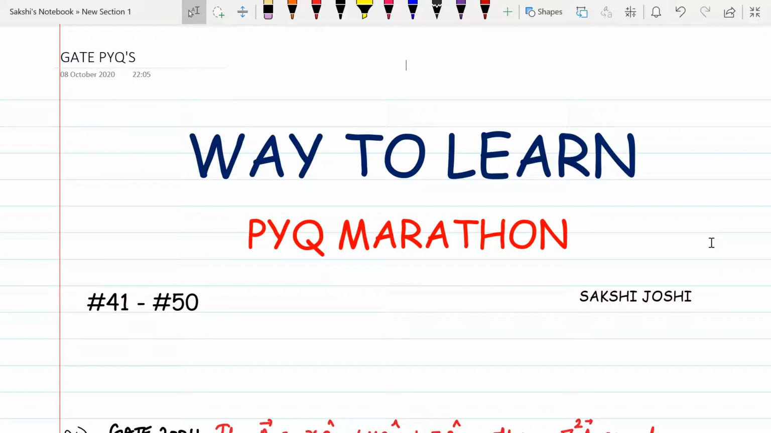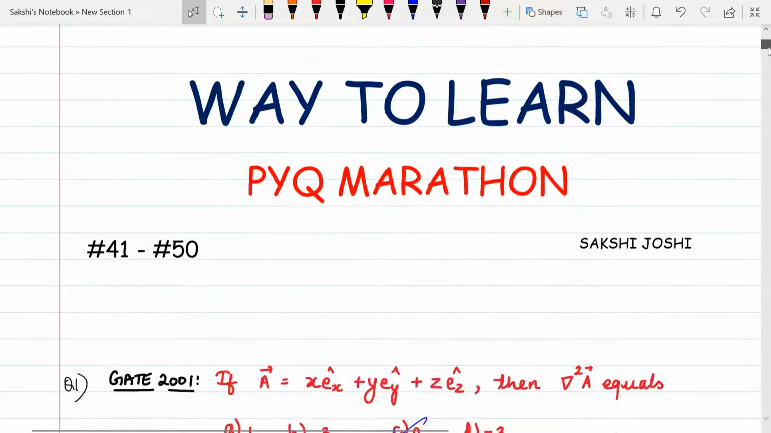So we are going to solve PYQs from GATE exam, and that too from mathematical physics, and this is my part 5, from 41st question to 50th question. So let us start at 41st question.